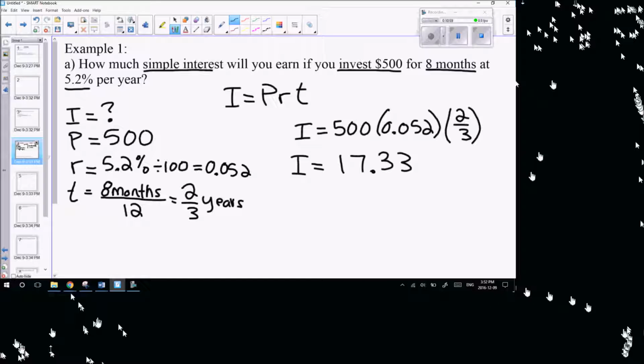17.33. If there's multiple decimals, because we're dealing with money in this unit, you should always round to only 2 decimal places. So no matter what, because we're always dealing with money, round to 2 decimal places in our answers.